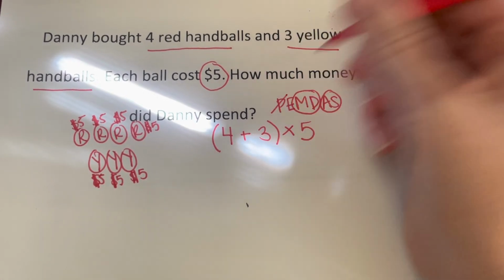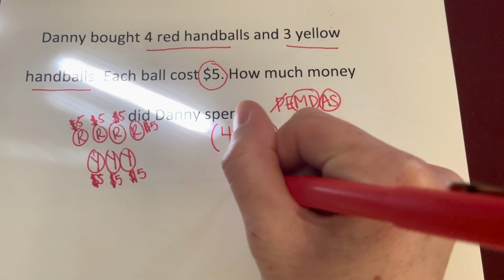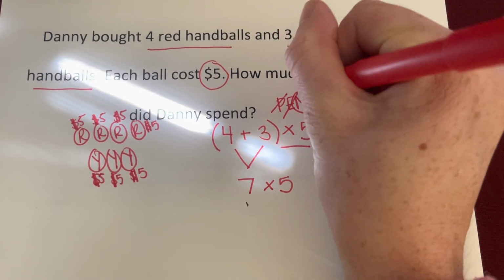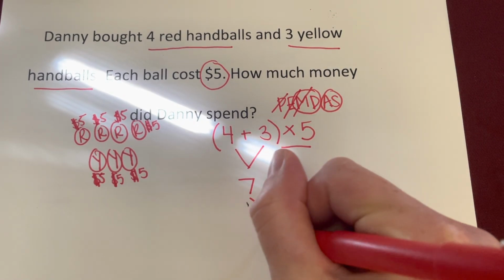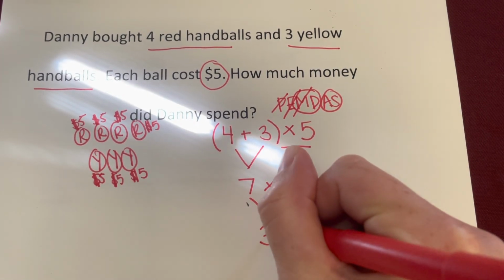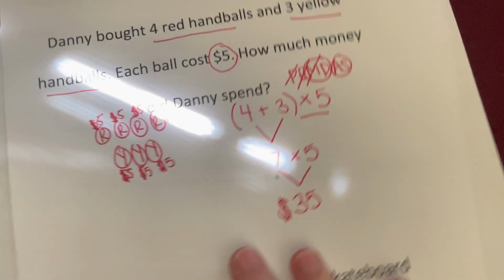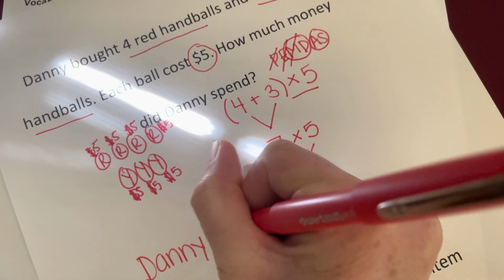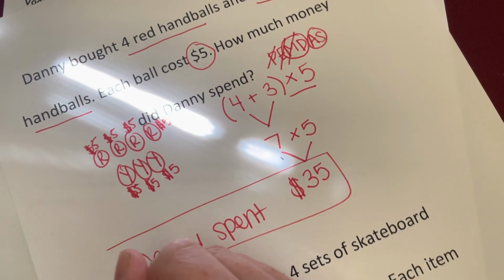So I'm looking, and I have parentheses, so I'm going to make my caret and solve. 4 plus 3 is 7. I'm going to rewrite what I have left over, times 5. I don't have any exponents. I have multiplication. I'm going to make my caret. I'm going to solve. 7 times 5 is 35. So Danny spent $35. Here's my answer.